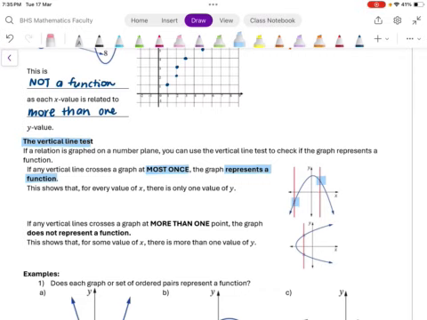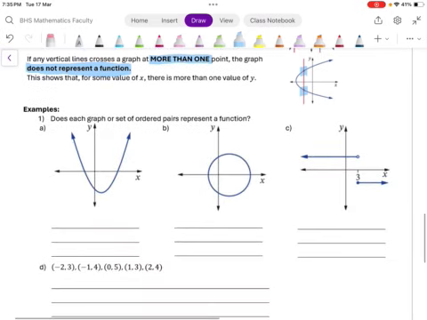Now, if a vertical line crosses a graph at more than one point, the graph does not represent a function. This is because for some value of x, there is more than one value of y, and we don't want more than one value of y for x. So as you can see here, this vertical line crosses more than once, it crosses twice.